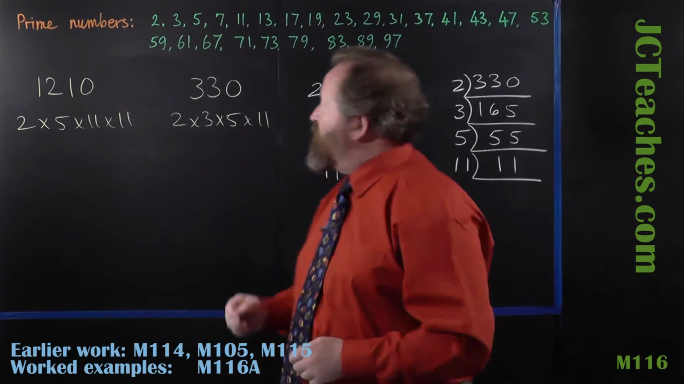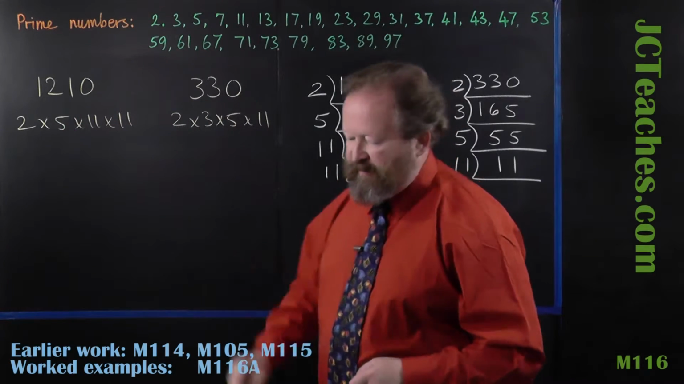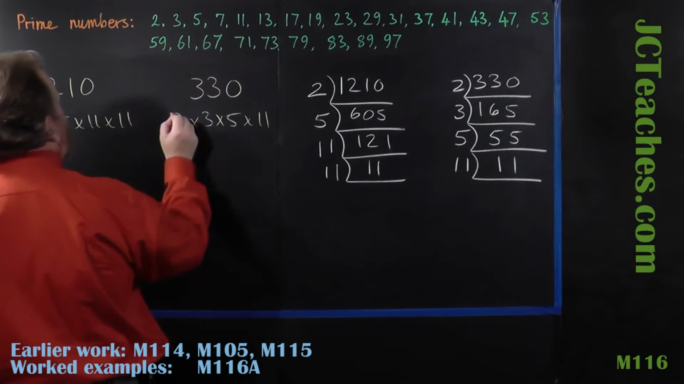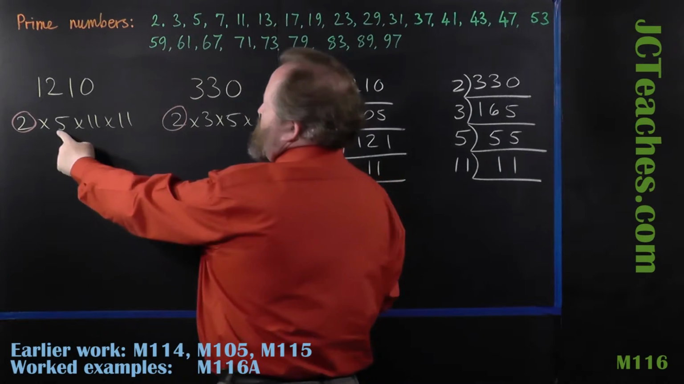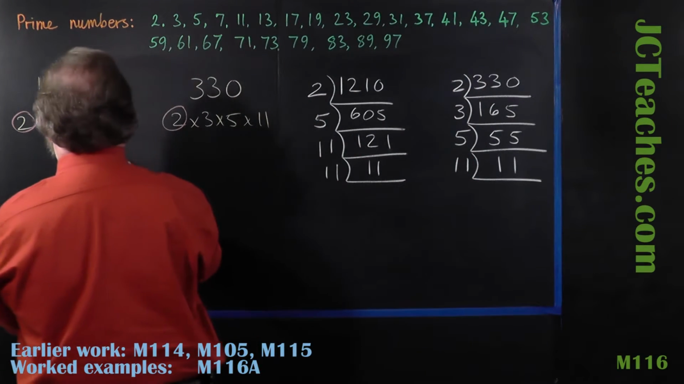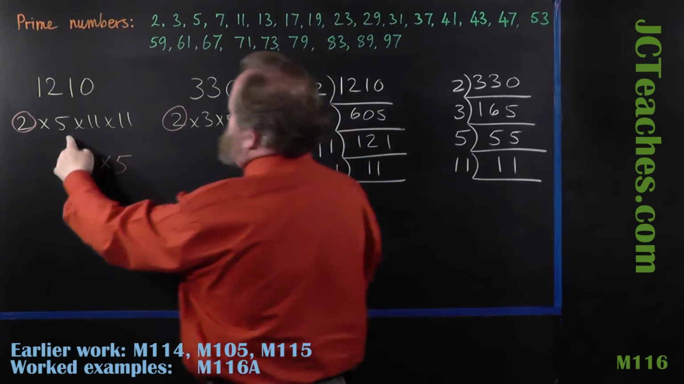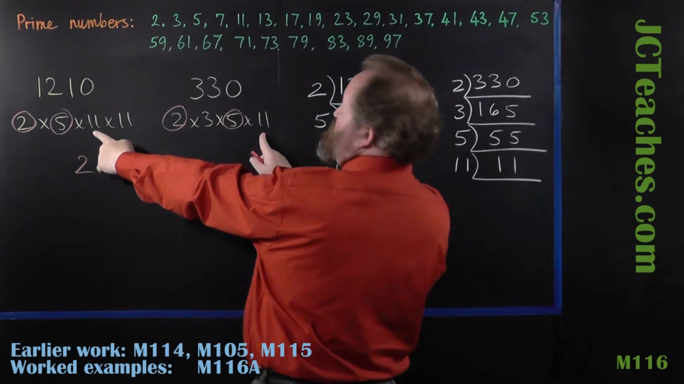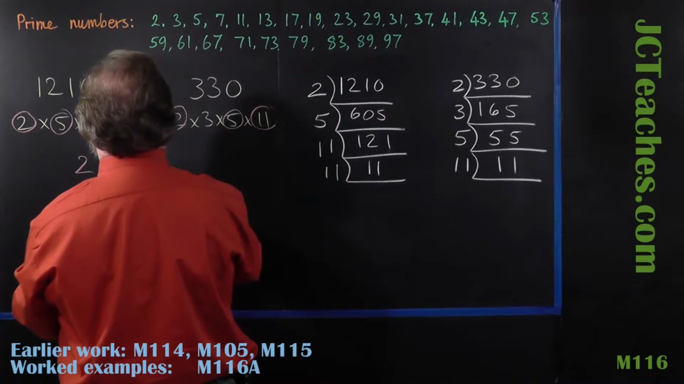Okay, so I've got my prime factors. Now I have to see which prime numbers are common to both of those. So I'll start with the 2. Yes, I can use that one. So 2. What else have I got? I've got a 5 in there. And there's a 5 here, so I can use the 5. Let's put a circle around that. And I've got an 11. And yes, there's an 11 over here. That's fortunate. So there is times 11.